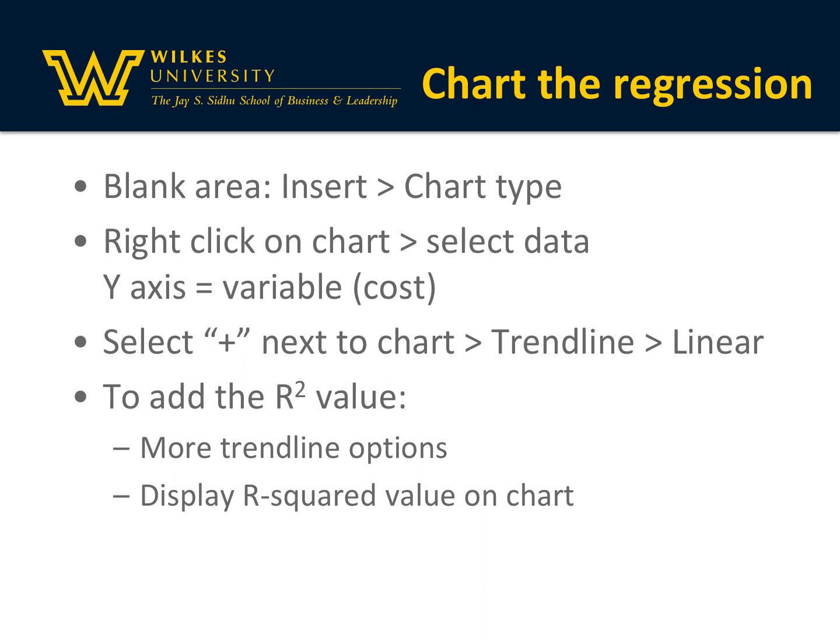Here are the instructions. I find a blank area and I insert and I select my chart type. Then I right-click on the chart and select the data. Remember, the y-axis is the variable. Then I select the plus sign that's next to the chart. I select the trend line and linear trends. If I wanted to add the R2 value, I would go into more trend line options and I would display that amount.